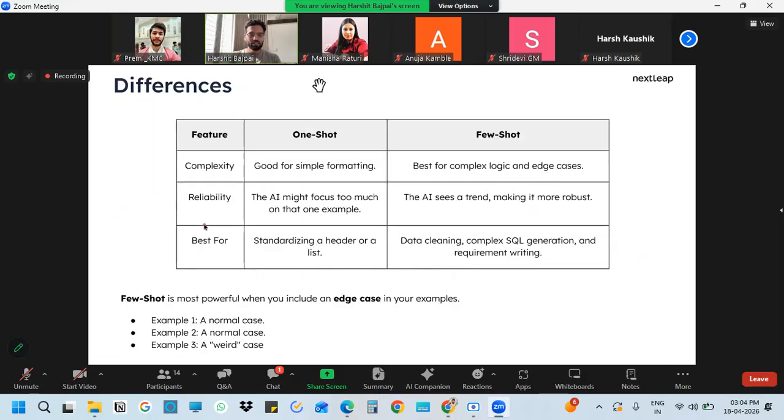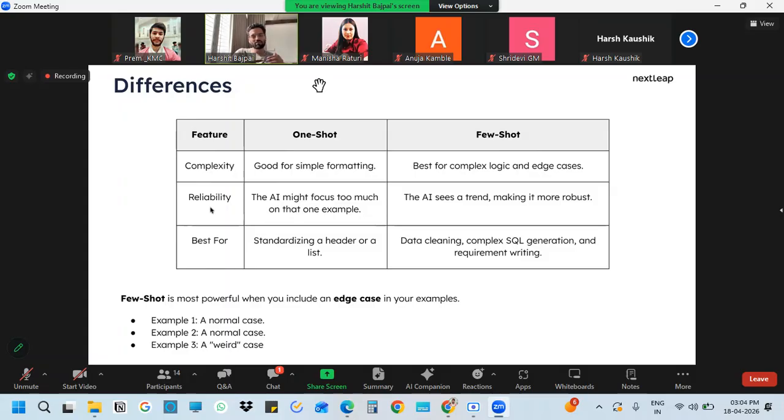What is the advantage of this? One shot prompting is good for simple formatting or controlling the output. So the output format, you can control it better. If we talk about reliability, few shot is more reliable. The reason for that is, if we give just one example, the model focuses only on that example. If the example was about a positive review, the model focuses only on that one example.